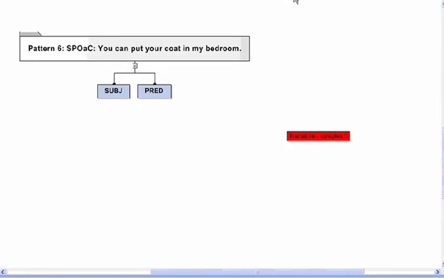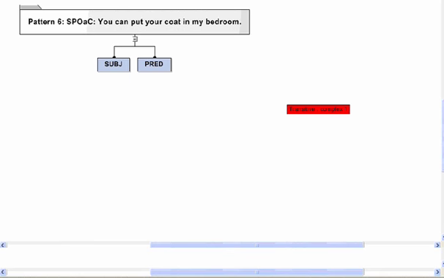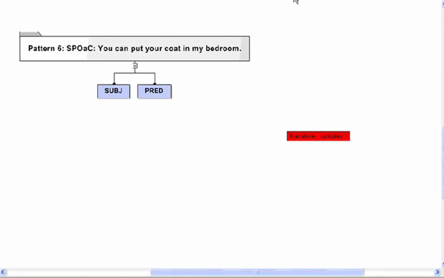Welcome to the third and final recording of sentence patterns. We are now looking at pattern 6, and the abbreviations are different from the ones in your book. We call them SPO and adverbial complement.